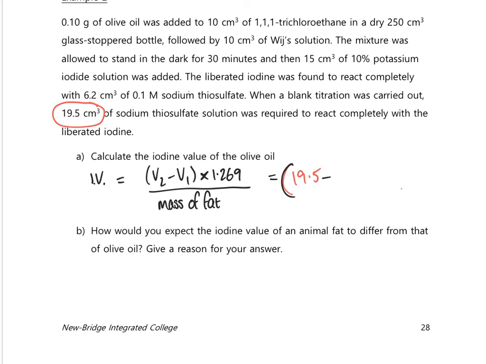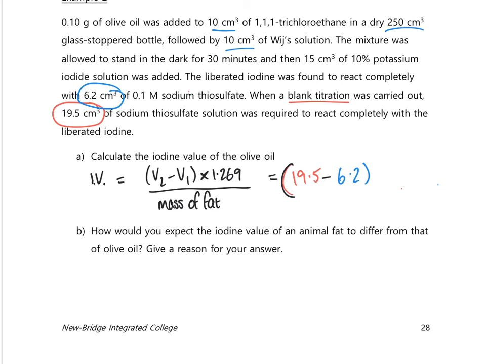Your V1 is the normal titre with the oil in it. What's your other volume? Really what you do is just select the 20 centimetre cube. Because it says the liberated iodine was found to react completely with 6.2 centimetres cubed of 0.1 sodium thiosulfate. That's your V1. And then it says your blank titration.